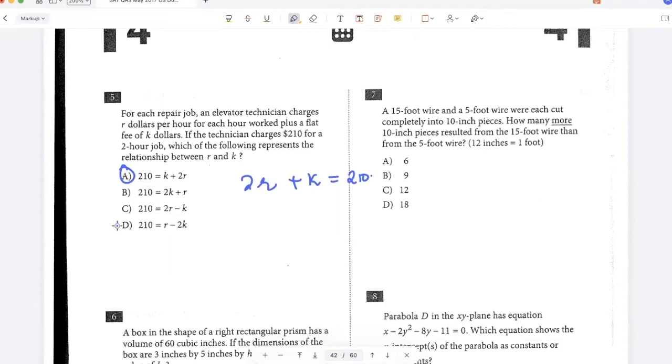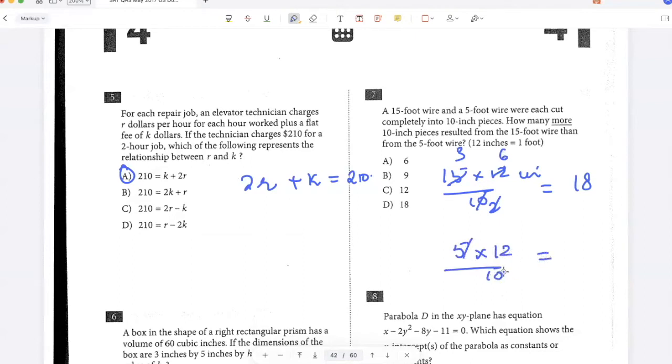A 15-foot wire and a 5-foot wire were each cut completely into 10-inch pieces. How many more 10-inch pieces resulted from the 15-foot wire than from the 5-foot wire? Okay, so the 15-foot wire is 15 into 12 inches. So if I cut it into 10-inch pieces, then I get how many? 5 2s are 10, 5 3s are 15, 2 6s are 12. So I get 18 pieces from the 15-foot one. And from the 5-foot one, I would get 5 into 2, 10, 2 into 6. So how many more? 18 minus 6, which is 12.